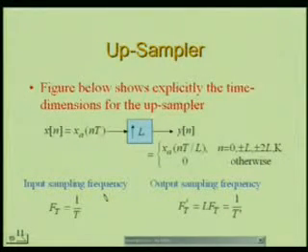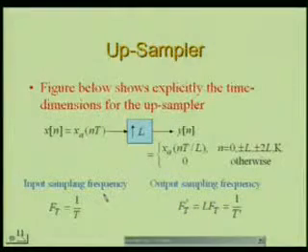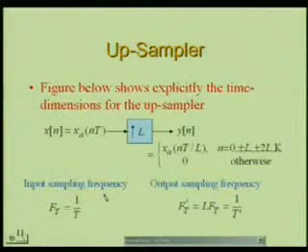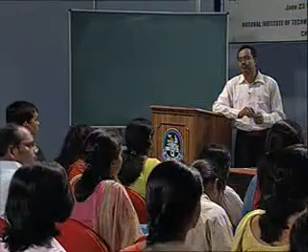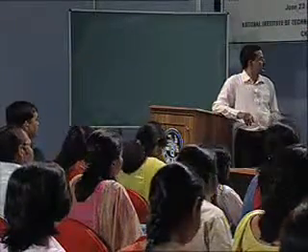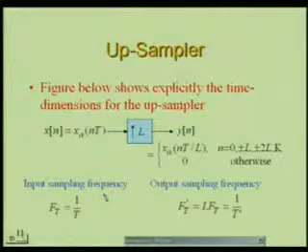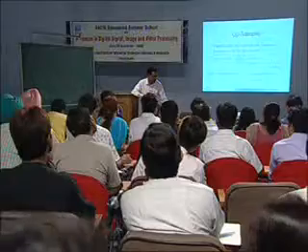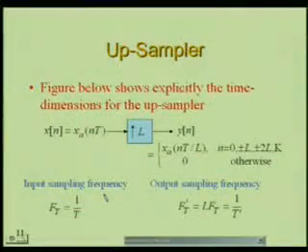Here again let f T be the input sampling frequency, that is equal to 1 divided by T, and f T prime is equal to L f T. Here the sampling frequency has been increased by a factor of L. Again it can be written like this: 1 divided by T prime. n is 0, plus minus L, plus minus 2 L, where k is again an integer. This 2 L, 3 L, 4 L, they are all integers.